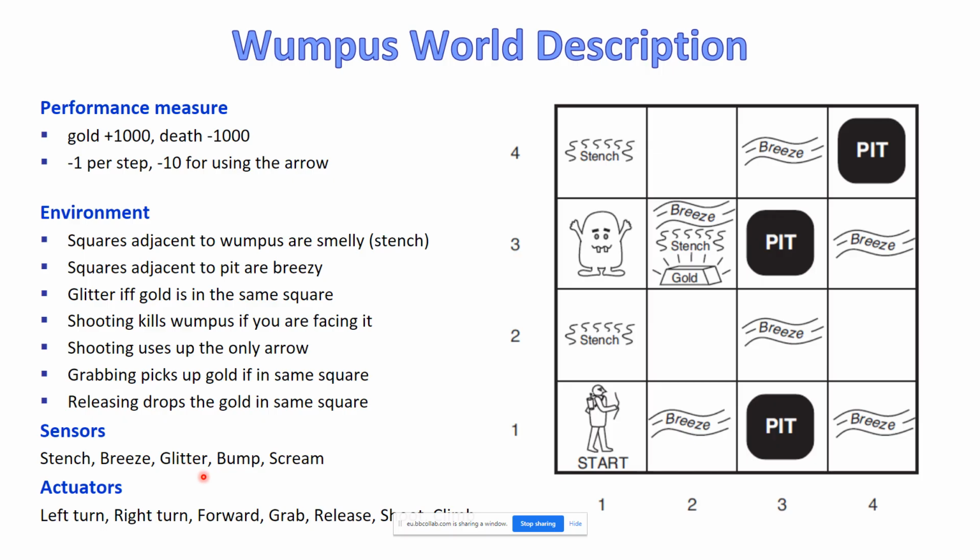Bump is an input signal. If you step into a wall, there are of course walls surrounding the cave, then you will get a bump. You know that there is a wall here. And we talked about scream: you will get that if the arrow killed the Wumpus. The actuators or the actions: left turn, right turn, forward, grab the gold, release the gold, shoot is shooting the arrow, and climb is climbing out of the cave.